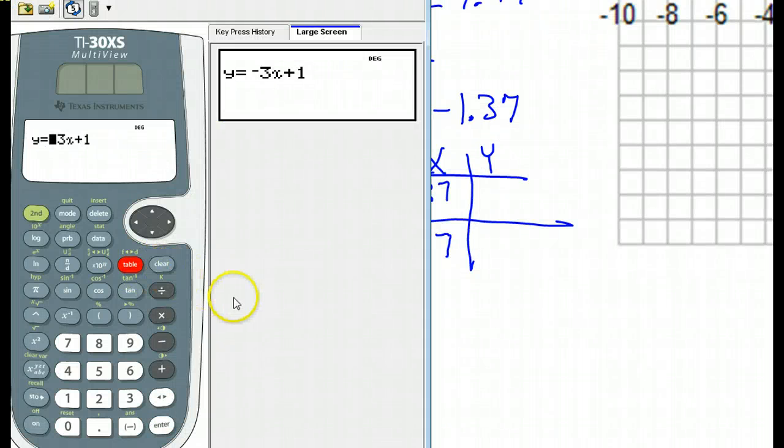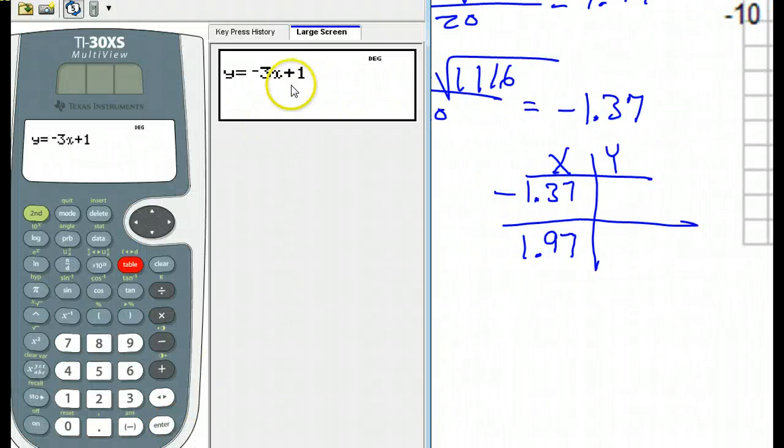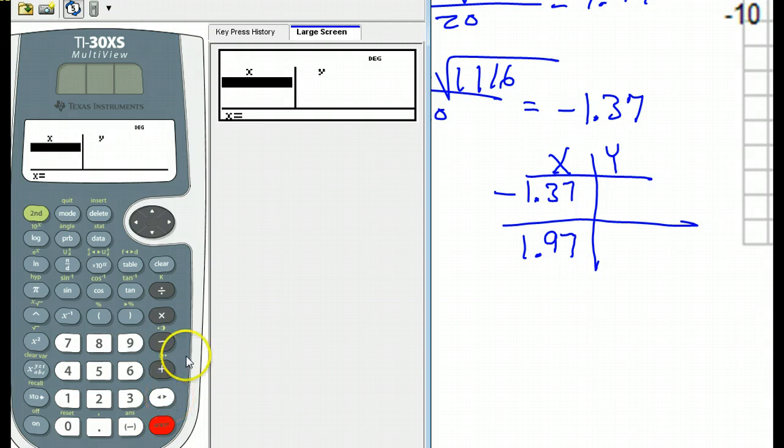Alright, so I'm going to use the table feature to get these y values. Type in your y equation, which was negative 3x plus 1. But instead of letting it be auto, like it usually is, change it to ask x, so that way I can tell it exactly what x values I want to use.